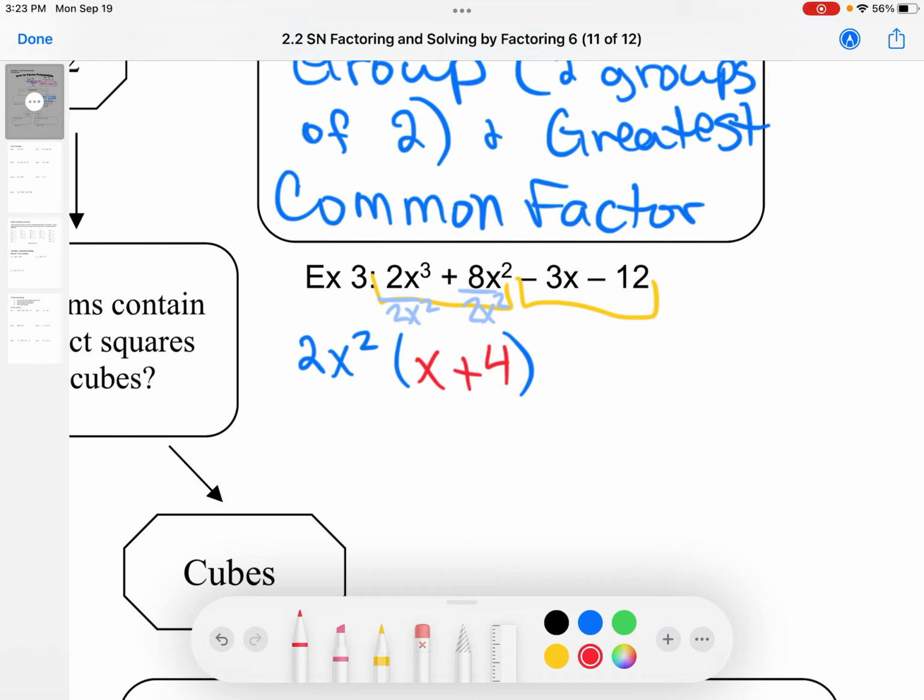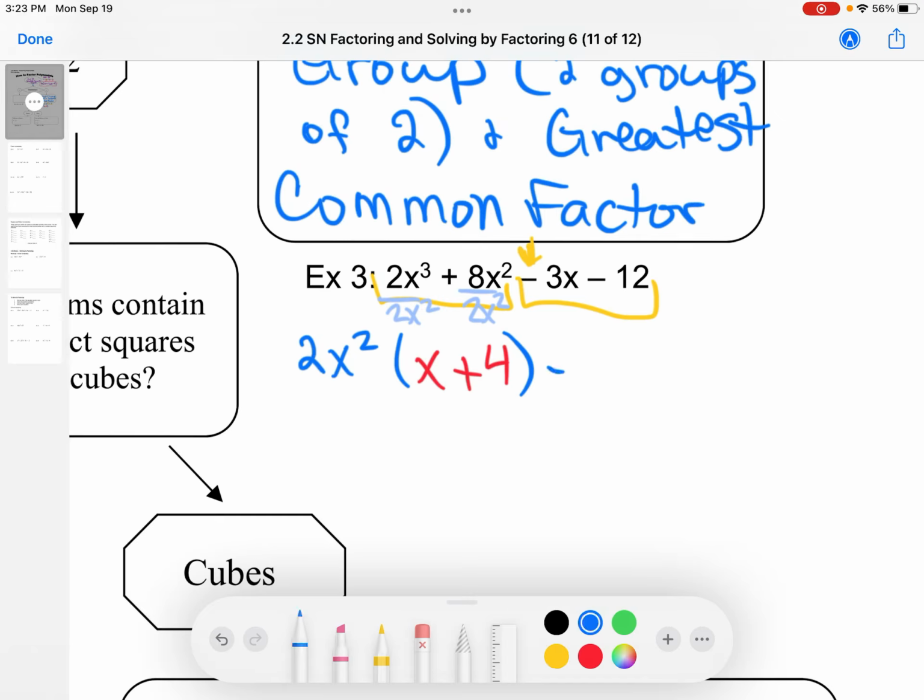2x to the third divided by 2x squared. The 2's divide off, leaving 1 power of x. 8x squared over 2x squared. The x squareds divide off. 8 over 2 is 4. Now, we need to be very careful with this next piece because we do need to bring down the sign here in the middle. So I'm going to bring down that minus.